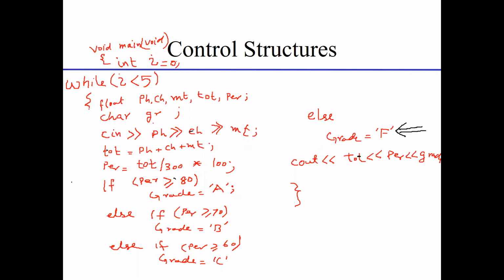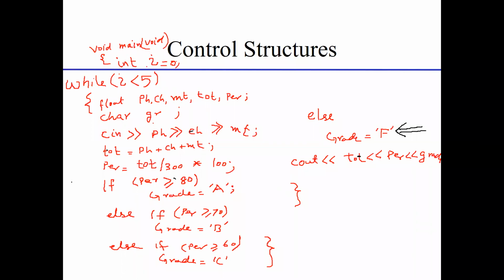A complete bracket is to start here, and the complete bracket is to end here. Now I have to end 2 brackets. One bracket is the bracket of main. This is the starting bracket of main, and this is the ending bracket of main. This is the starting bracket of while, and this is the ending bracket of while. So you should be very confident about which bracket belongs to which starting point.